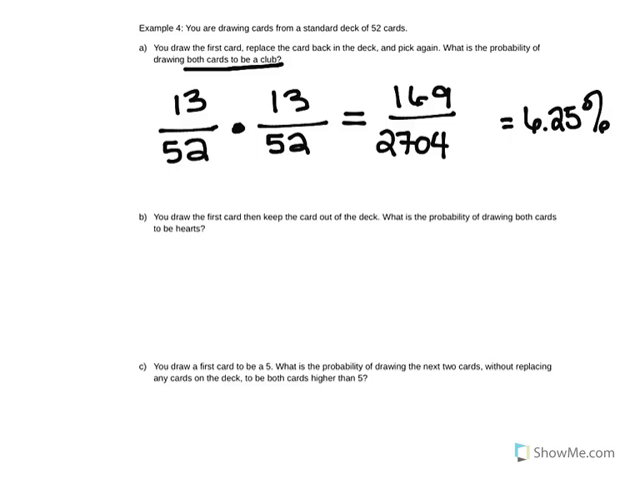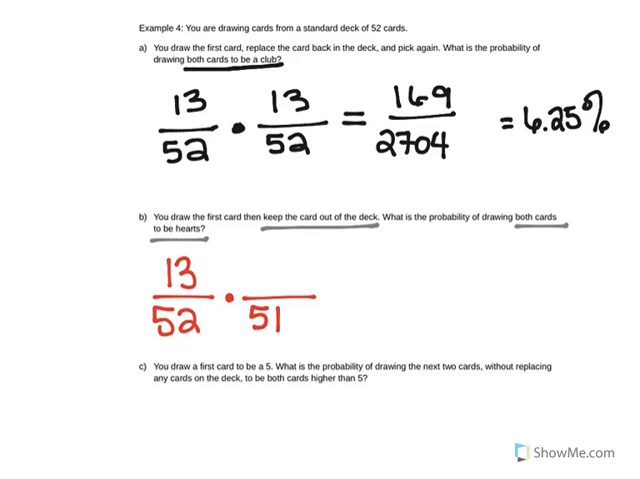Second one, you draw the first card. You keep the card out of the deck. What is the probability of both cards being hearts? So we have 13 hearts to choose from out of 52 cards. Because we're keeping this card out now, we now only have 51 cards to choose from. But because we took a heart out, now we only have 12 hearts to choose from. So we have 13 times 12, which will make 156, over 52 times 51, which is 2652.